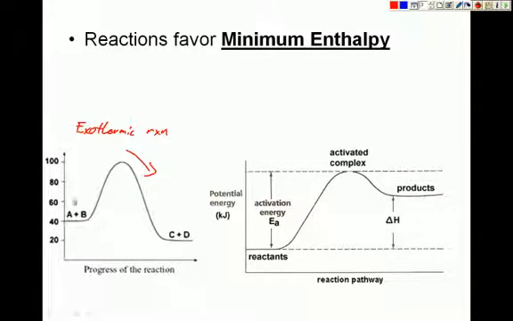Because the reactants start with about 40 kilojoules of energy, and they move down to about 20 kilojoules of energy. So the reactions usually favor the minimum amount of enthalpy. C and D have an enthalpy of about 20, and A and B have an enthalpy of 40. So in an exothermic reaction, the products are favored. So for an exothermic reaction, we'll write products favored, and that means this one is going to be spontaneous in the forward way.